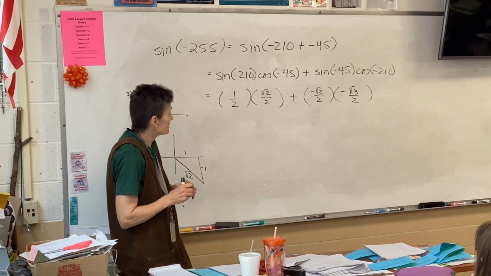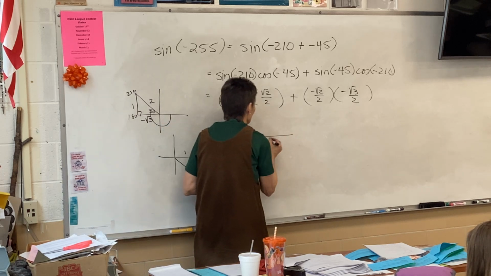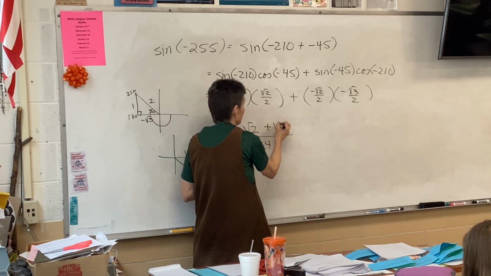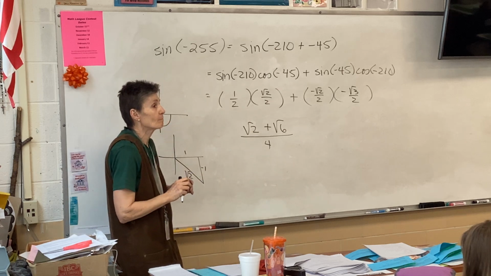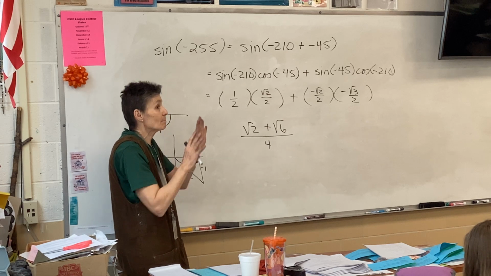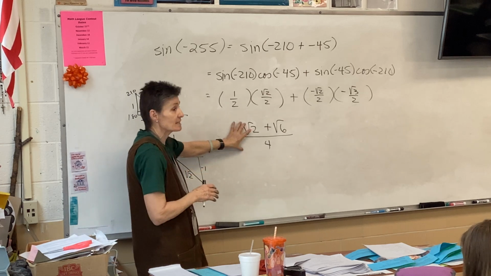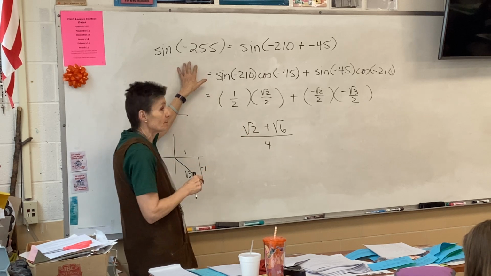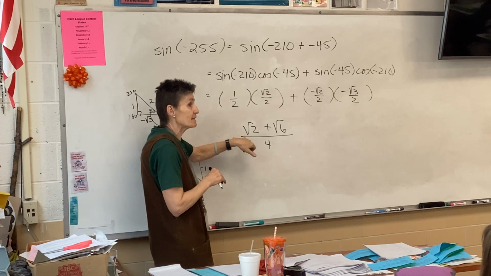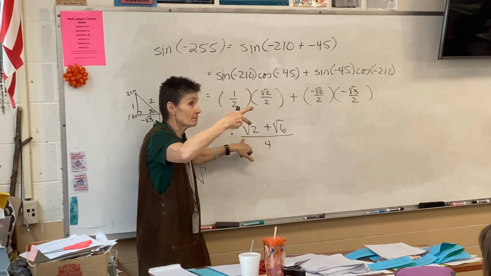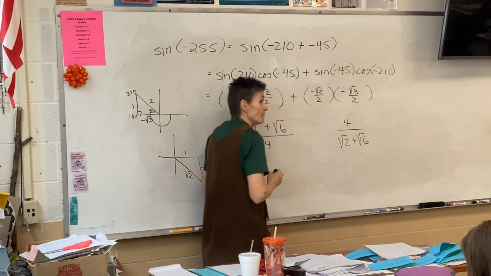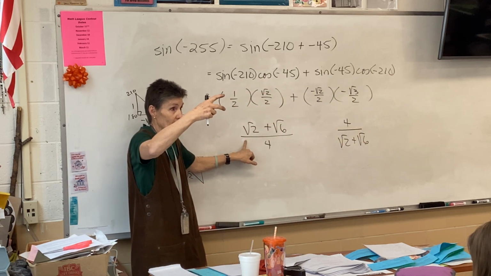Now we've done a couple of these already, so would you agree it's going to be over 4? And it's going to be root 2 plus root 6 over 4, Ronan? So when we're solving this, we're not solving it in cosecant, we're just solving it in sine and flipping it. So this is the answer to the question if it had been a sine. But it wasn't a sine, it was a cosecant. So I'm going to take this answer and flip it. So my cosecant answer is this. That's my cosecant answer. Flip it.